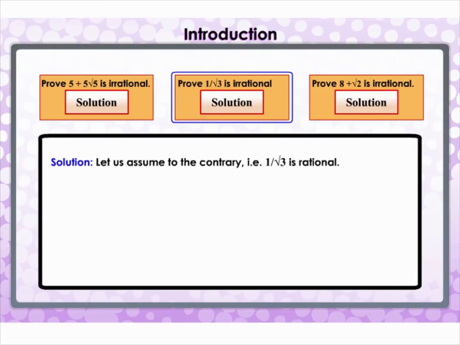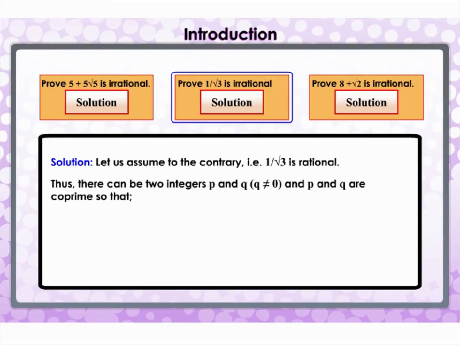Prove 1 by root 3 is irrational. Let's assume to the contrary, that is, 1 by root 3 is rational. Thus, there can be two integers p and q not equal to 0, and p and q are co-prime so that 1 by root 3 is equal to p by q. This gives p is equal to q root 3, that is, p root 3 equals q.